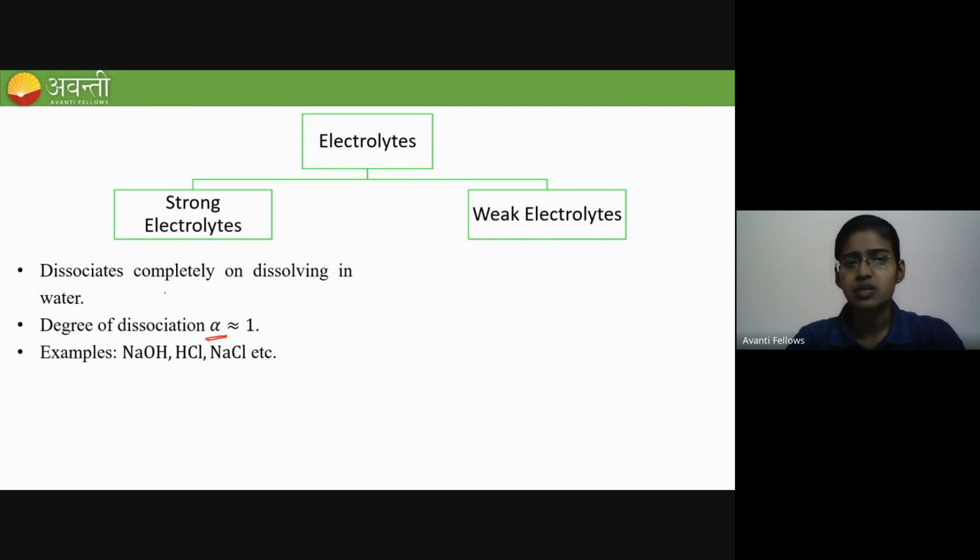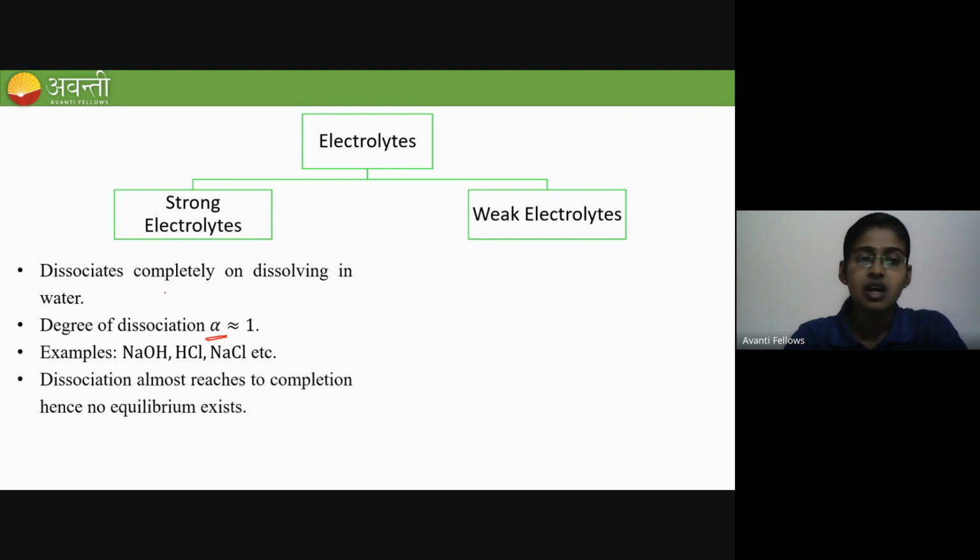Na+ and OH-, H+ and Cl-, Na+ and Cl- will get dissociated completely. There will not be any interaction between the cation and the anion. The ionic interaction will not be there on putting this into water, and the dissociation almost reaches completion. So no equilibrium exists.